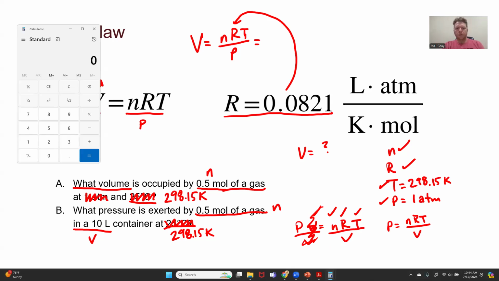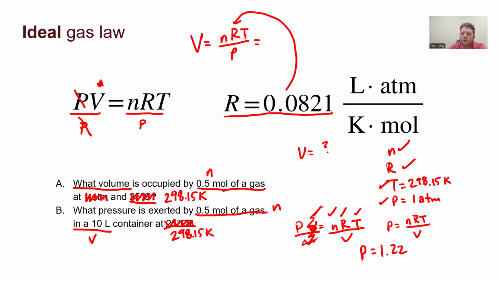So now we're going to do that calculation. What is my n value? 0.5. What is my R value? 0.0821. What is my temperature? 298.15. I've solved for the numerator, which is 12.23. Is it funny that that's the same number we came up with previously? Funny like a coincidence, yeah. I wouldn't read anything into it. It's not like, aha, I've cracked the code. 12.2390575 divided by my volume, which is 10, and I get pressure equals 1.223.